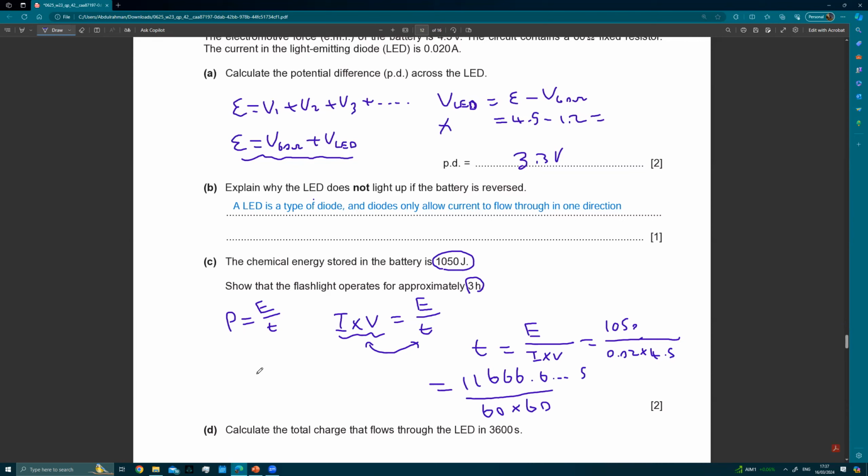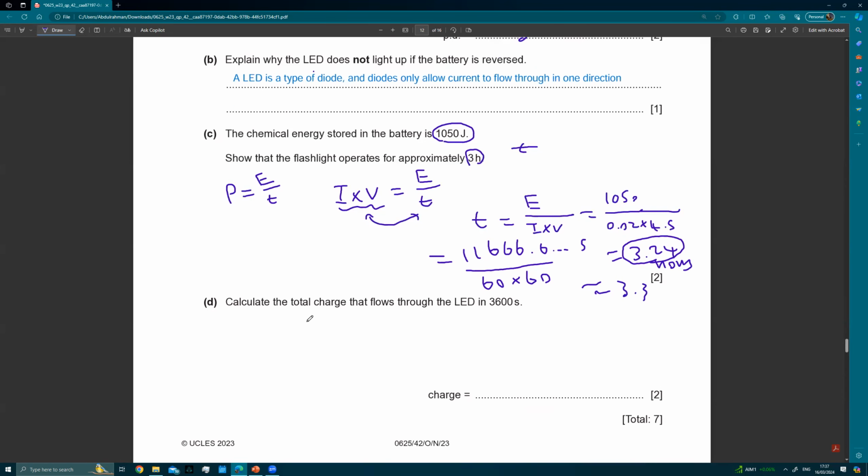So look, 11,666 divided by 60 squared gives me around 3.24 hours. Make sure you give more than 2 or 3 significant figures, because it's a show that question. You can't just say equals 3, right? Otherwise you haven't really showed it. So that's equal to 3.24, which obviously rounds to around 3.2.